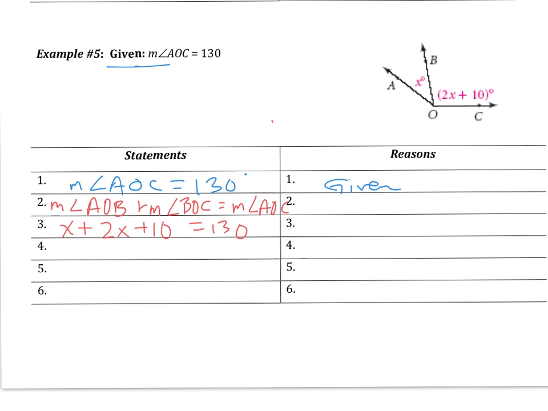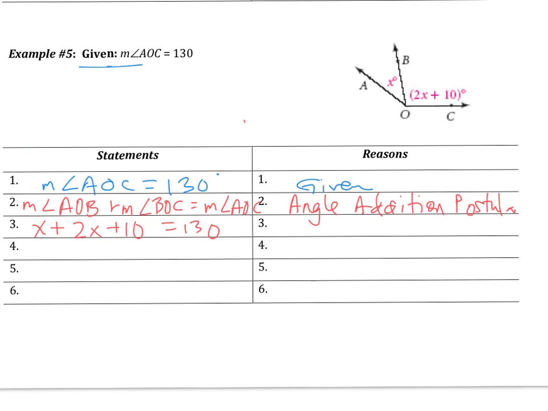Does anyone remember what that would be called? This is known as the angle addition postulate. This was given to us in one of the second or third sections of chapter 1. We talked about the segment addition postulate; this is called the angle addition postulate. It basically says this angle plus this angle equals the big angle. The whole is equal to the sum of the parts.